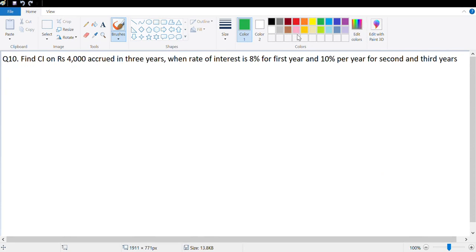That brings me to the last homework question that I had shared with you, which is question number 10. It says, find compound interest on 4,000 accrued in 3 years when rate of interest is 8% for first year and 10% for the second and third year.